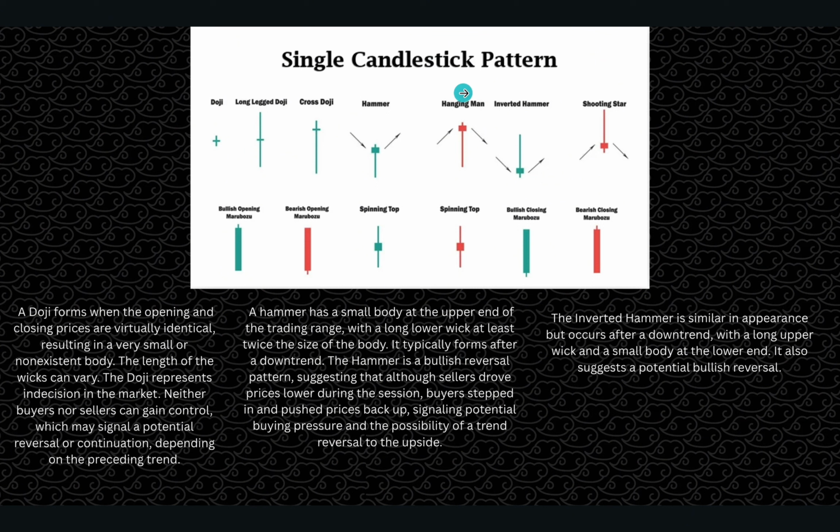So sellers pushed it down, but buyers came back up and pushed it up, signifying that it's going to come back. The hanging man is the reverse of that. So buyers came up and pushed it up, then sellers pushed it right back down, and it's still a red candle, so we could be forming a downtrend. These arrows help. Inverted hammer.